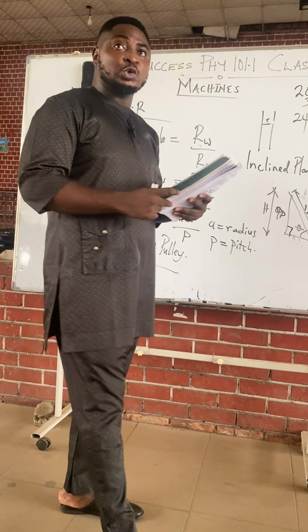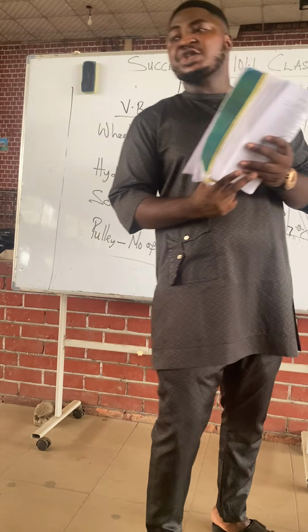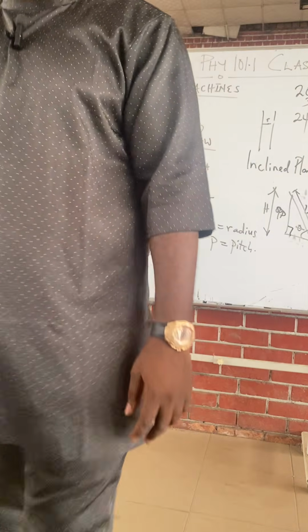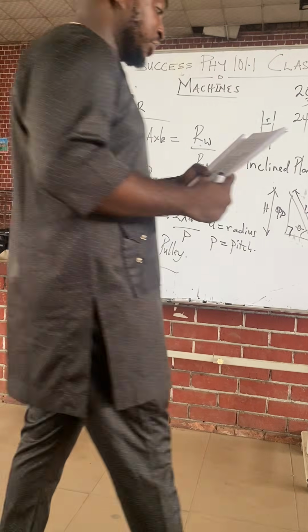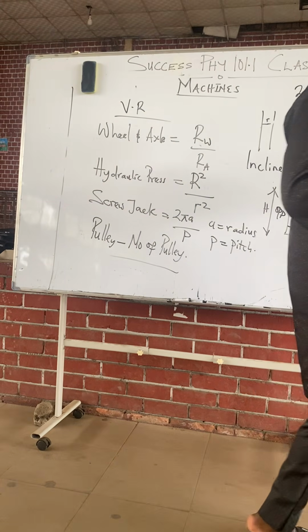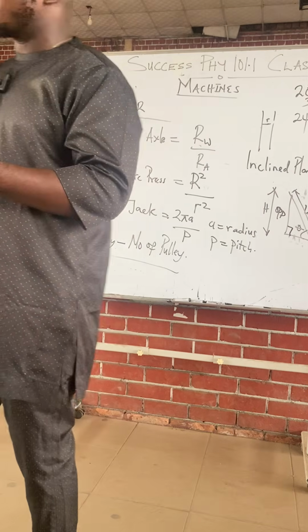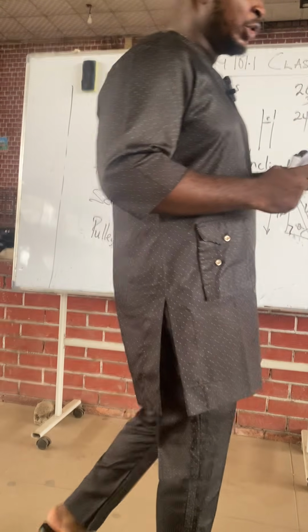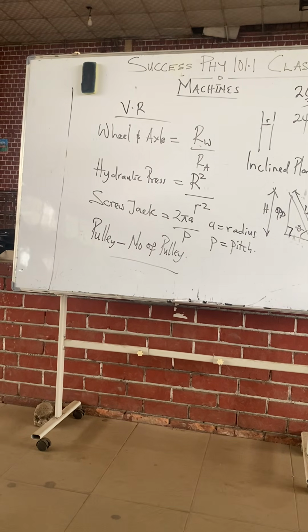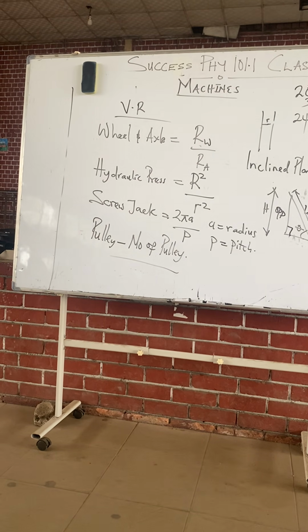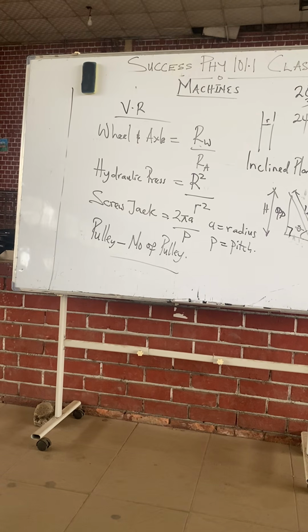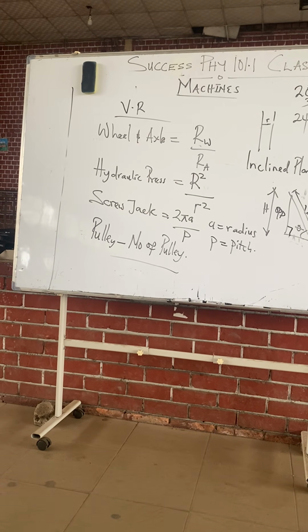Please, another question quickly. Let's take these two as the odds. A machine with a velocity ratio of 5 requires 1,000 joules of work to raise a load of 500 Newton through a vertical distance of 1.5 meters.